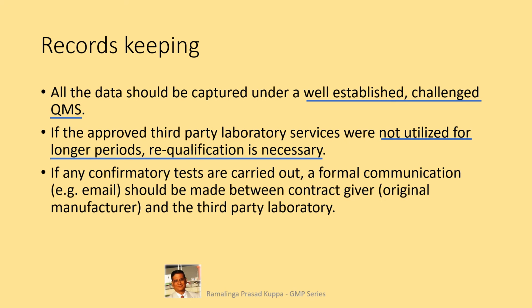If any confirmatory tests are carried out, a formal communication, email, should be made between the contract giver, original manufacturer, and the third-party laboratory. Other than routine listed tests as agreed, some confirmatory tests may also be carried out at the contract laboratory's premises. For this, a formal agreement may not be necessary. Any communication as email or a letter may be adequate.